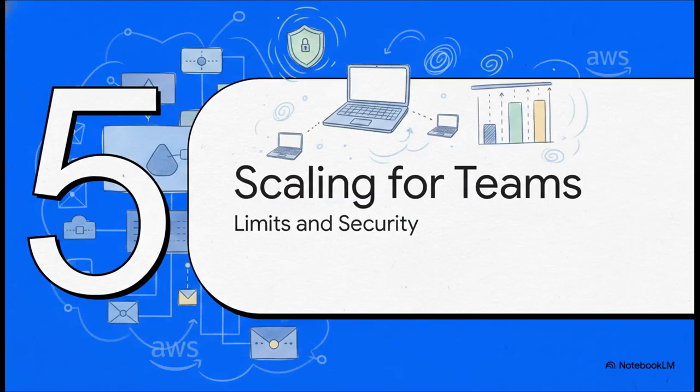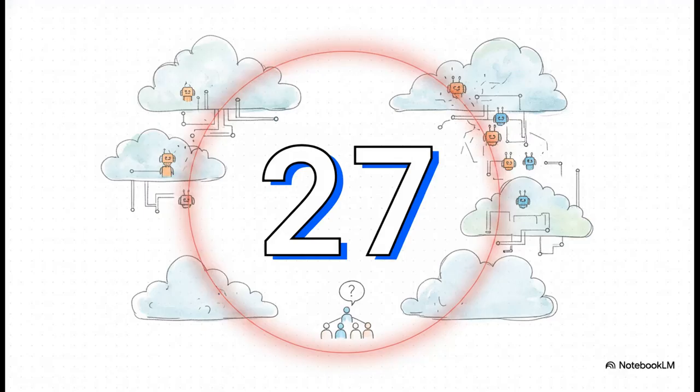Moving to Section 5, Scaling for Engineering Teams, because managing limits and ensuring security is a whole different ballgame. All right, platform engineers, listen up. Spinning up a Lambda on your personal laptop is awesome, but rolling this out to a team of 50 developers brings some real-world quotas you need to know about. I want you to burn this number into your mind: 27. The toolkit has a hard cap of exactly 27 concurrent connections per account per region.